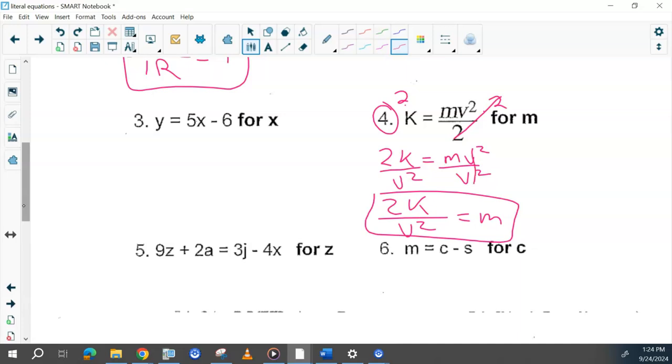If we were solving for v, we would have divided both sides by m and then taken the square root of both sides to undo the square. Questions on that one?